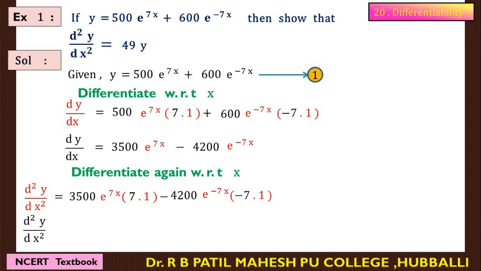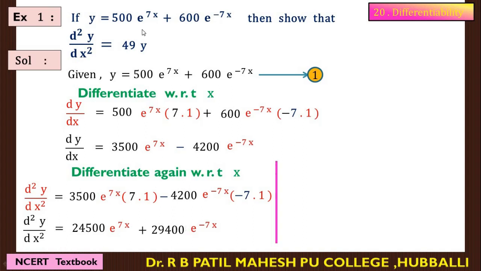So in the next step, multiplying the numbers, 3500 into 7, the product you will get is 24500 e raised to 7x, and here minus into minus becomes plus, and 4200 into 7, this product becomes 29400 e raised to minus 7x.